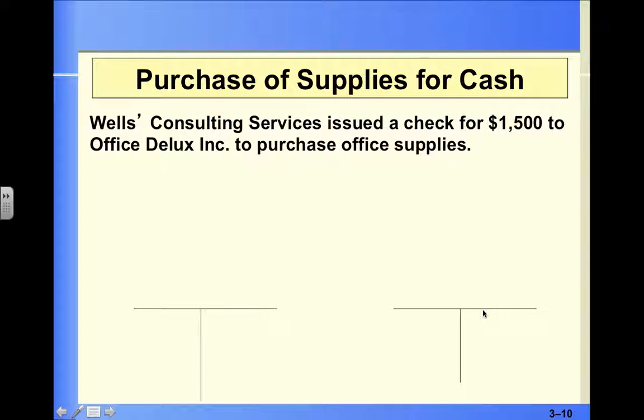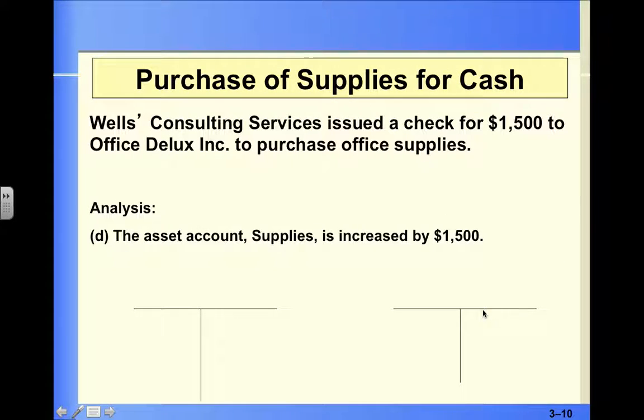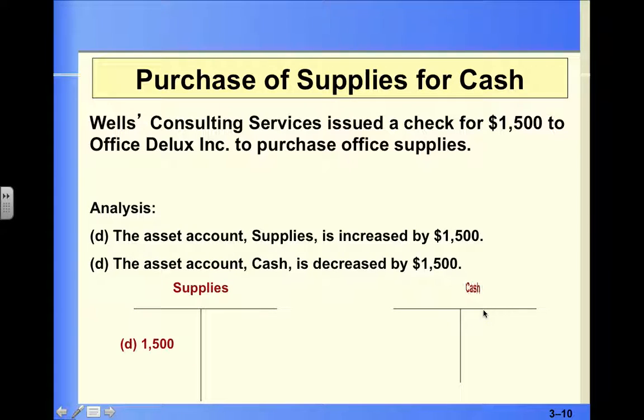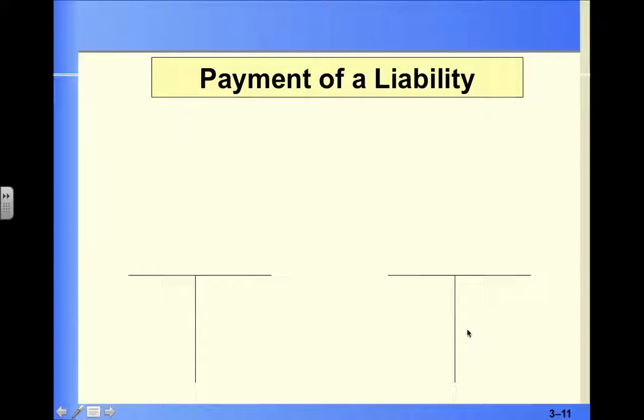If you purchase supplies for cash, what two accounts are affected? Supplies and cash. So you think about the fundamental accounting equation and you say to yourself, I increase assets with debits and I decrease assets with credits. Every transaction has to have a debit and a credit, or you could have two debits and two credits, but the debits always have to equal the credits.